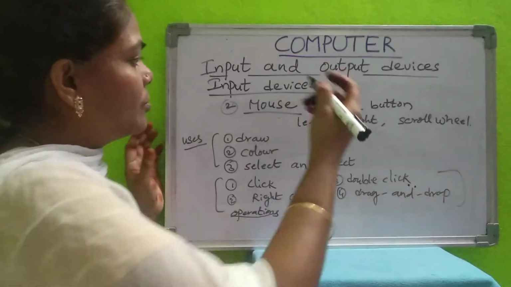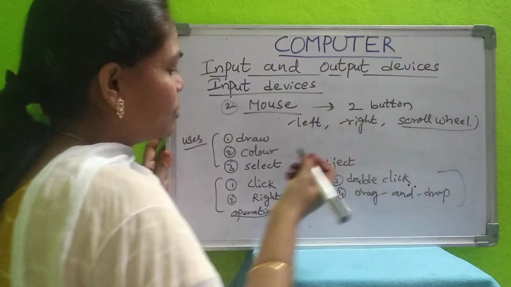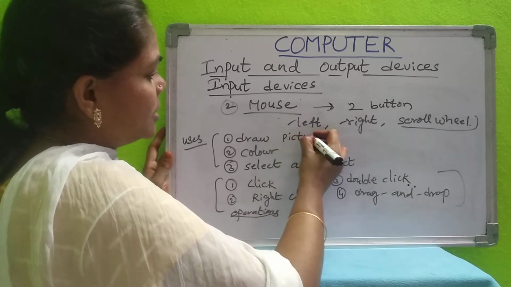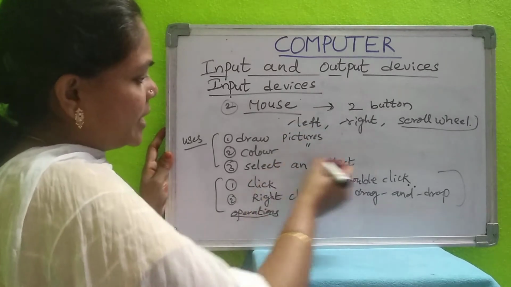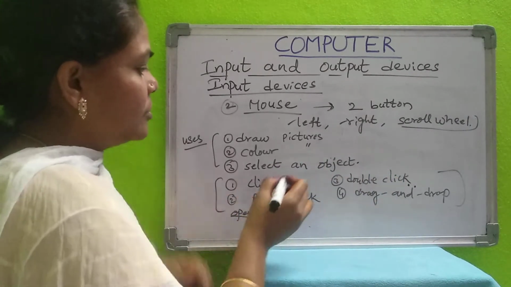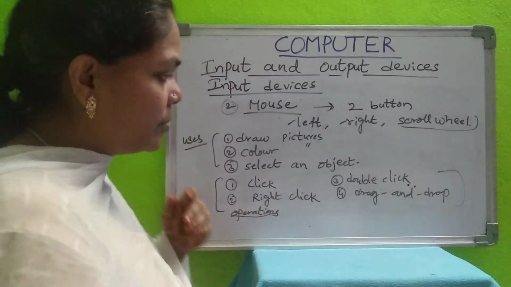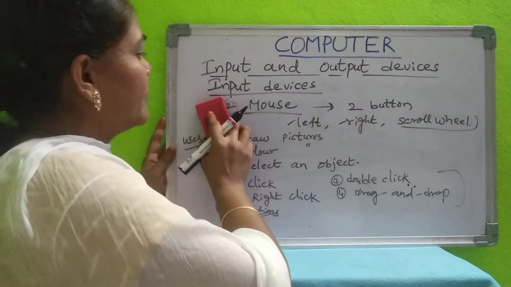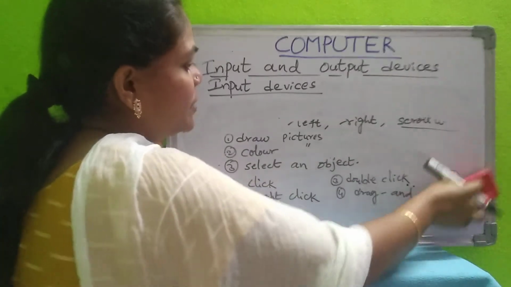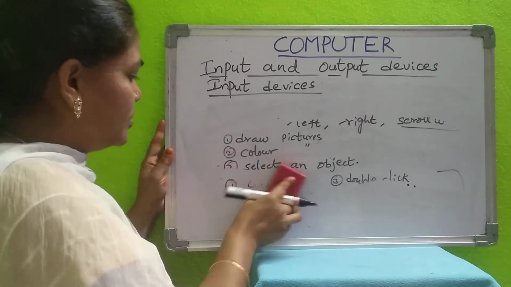Okay. How many buttons does a mouse have? 2 buttons, left button and right button. In the middle it has the scroll wheel. We can draw pictures, color pictures, and select any object. Now what operations can we perform using this mouse? We can click, double click and right click. We can drag and drop any object. This is the second input device. What is the input we are giving from the mouse? Drawings or selecting any object.